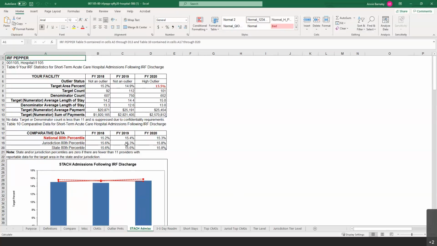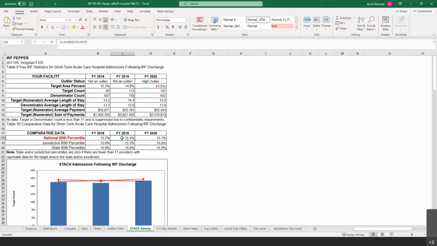We can see here, if we're going to compare those national percentiles, the national 80th percentile, FY 2018, this facility's target area percent outcome was 15.2. That was right at the 80th percentile. So I'm assuming that there are some other numbers following that too that probably put this facility underneath that 80th percentile in FY 2018.